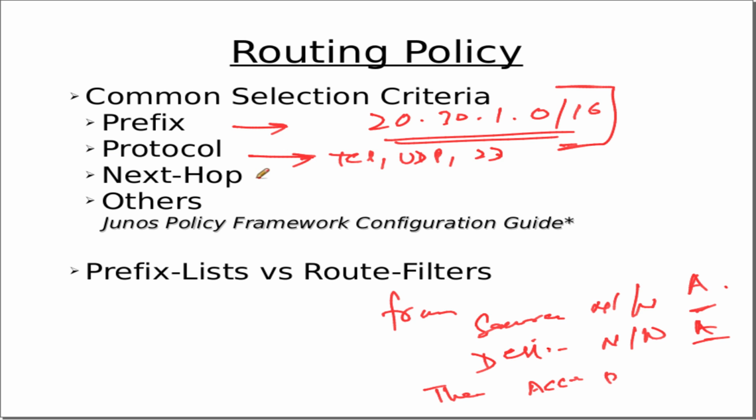Likewise, one other criteria for selection of a packet is next hop, that is where that packet is going to, and if it matches a certain next hop that we have defined in routing policy, then we can change the behavior, or we can take the action based on that particular matching, and we might drop the packet. Now there are also other matching criteria, a complete list that you can find in the Junos policy framework configuration guide. And besides that, there is also a concept of prefix lists and route filters.